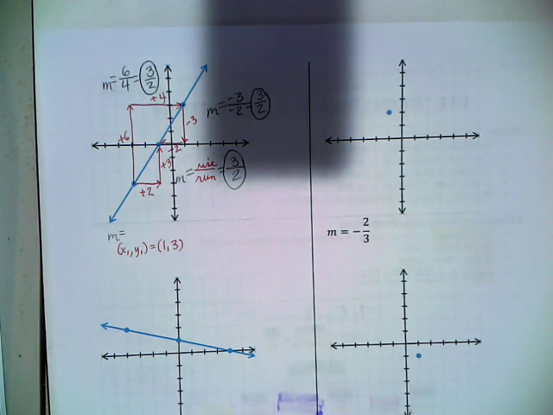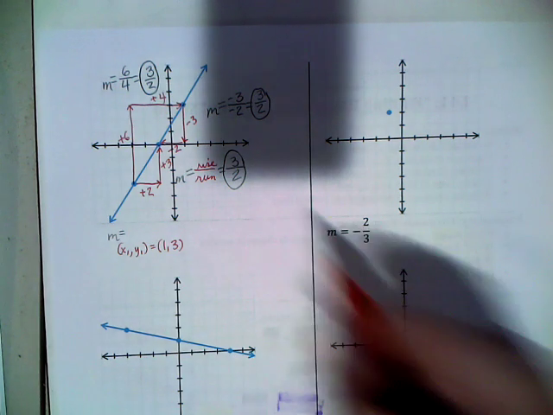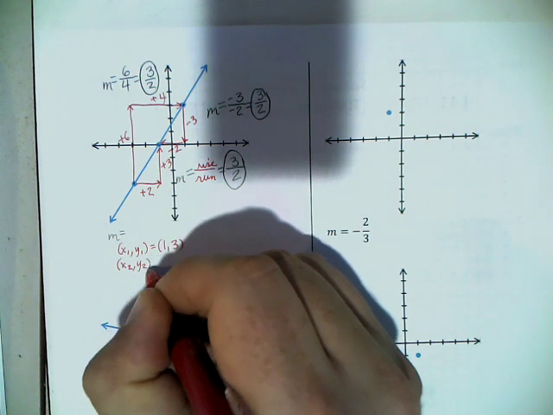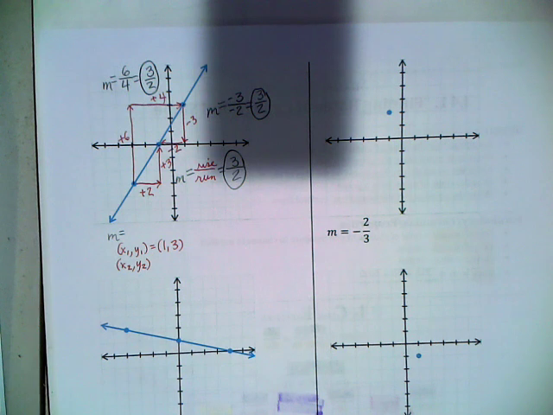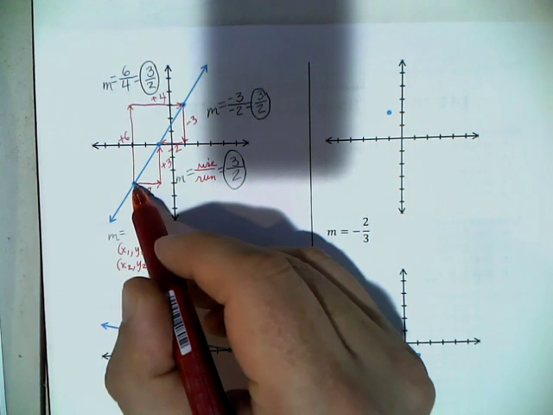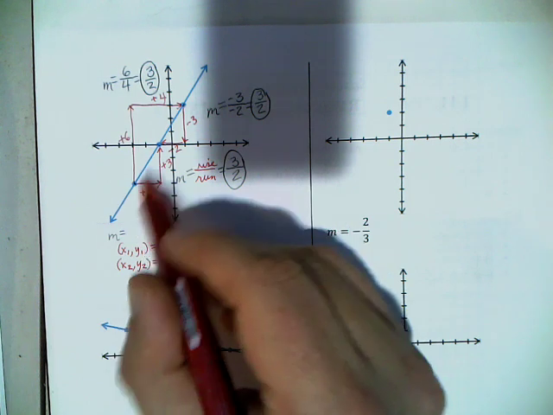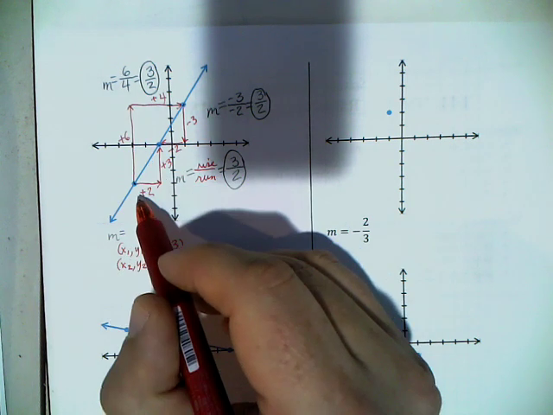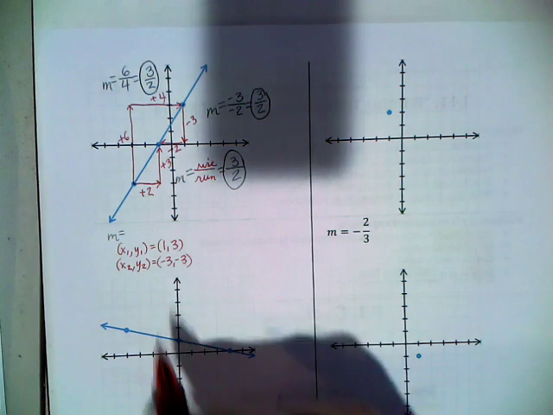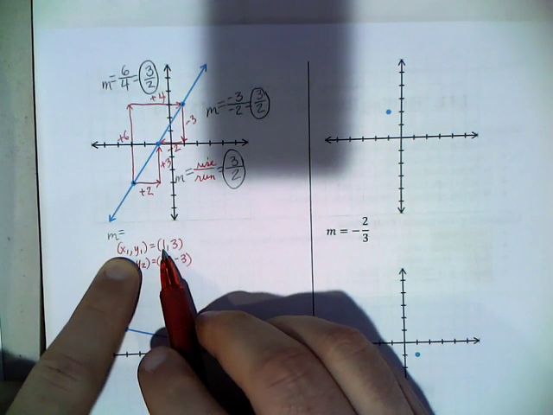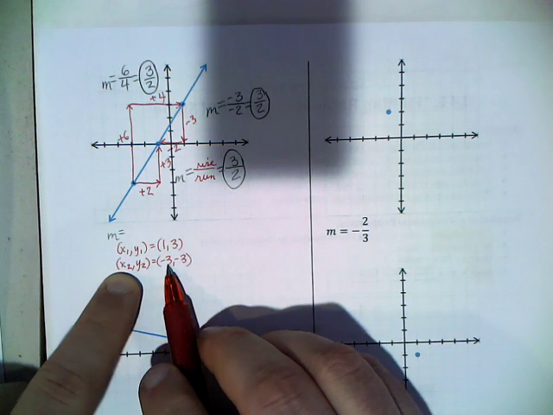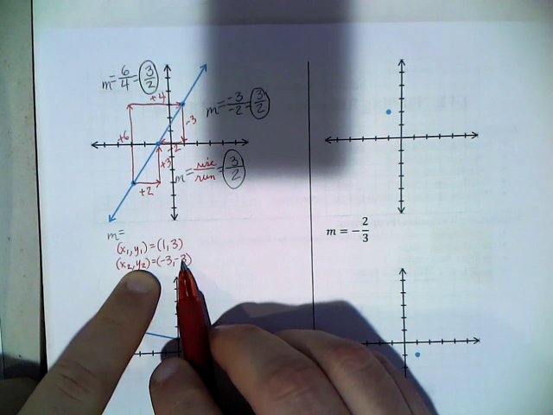And then I'm going to make my second point, so x sub 2, comma y sub 2. It's the second point, so it gets the sub 2's. I'm going to make my second point this one down here. So this one down here is a negative 3, comma negative 3. So x sub 1 is 1, y sub 1 is 3. X sub 2 is negative 3, y sub 2 is negative 3.